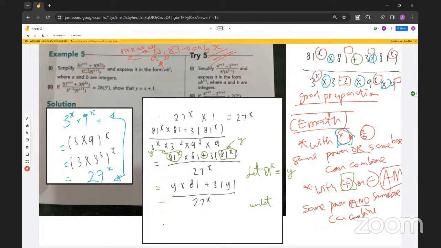Our goal in letting 81 power x become y is to mark it as a target and then make it look easy. Look at the top guy. Look at the numerator. Doesn't it look easy now? Certainly, you can do something with it right now. Please, do something.